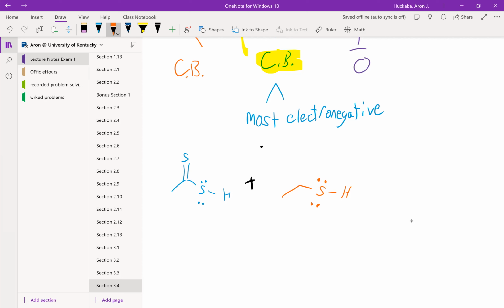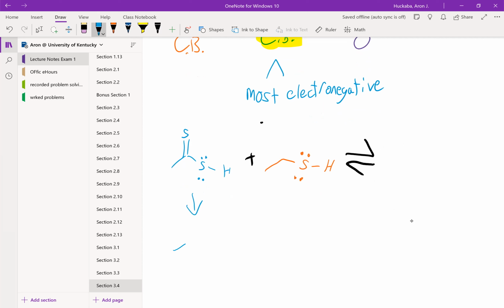So how do we determine which one of these might be the most acidic whenever we try to react them together in an acid-base reaction? So just like before, the first thing we do is determine the conjugate base for both. And in this disulfur molecule, the conjugate base looks like this.